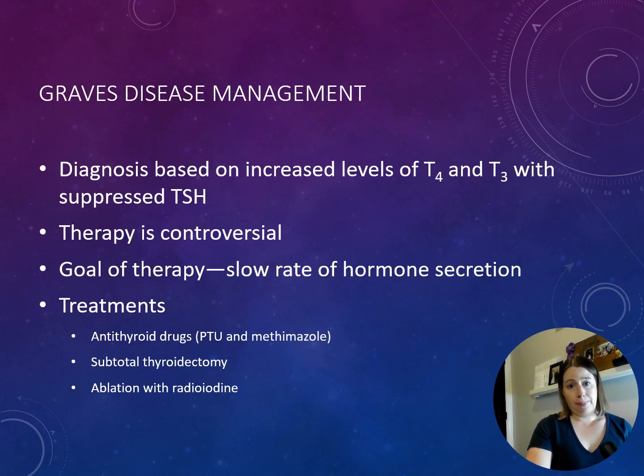So Graves' disease management is basically we're going to diagnose it based on those increased levels of T4 and T3 with a very low TSH, or your thyroid stimulating hormone. And so again, therapy can be controversial, but we want to slow that rate of the hormone secretion. So we could do that either through medications or we could do a subtotal thyroidectomy, but if we do that, then they're going to be on thyroid medication for the rest of their life because we're going to create hypothyroidism artificially. Or we could do an ablation with radioiodine, which obviously has its own implications in pediatrics, and there's more information on that in your textbook.